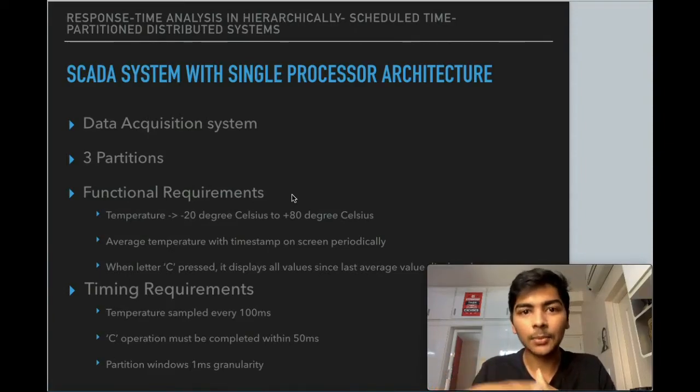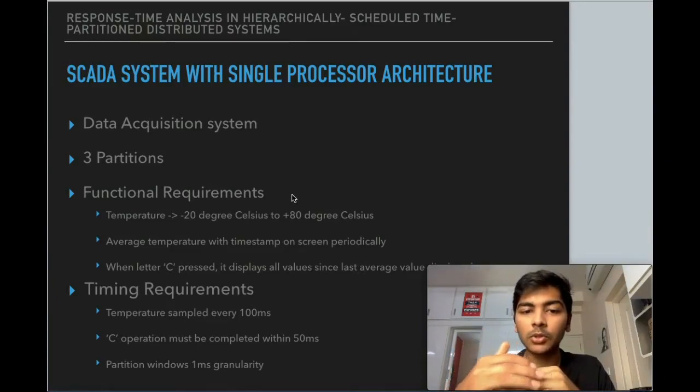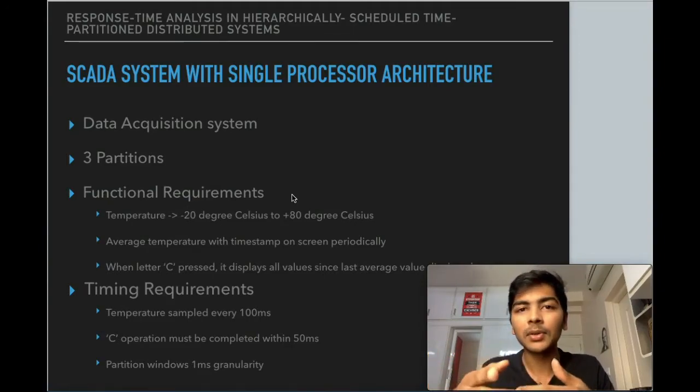The next is the timing requirement. First, the temperature must be sampled every 100 milliseconds, so every 100 milliseconds you need to have a new temperature. The C operation, that is the check operation, must be completed immediately, within 50 milliseconds of the operation being invoked, and the partition windows must have 1 millisecond of granularity. So this is basically the SCADA system with single process architecture.